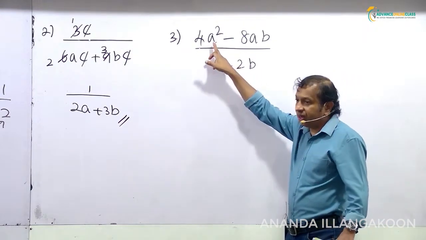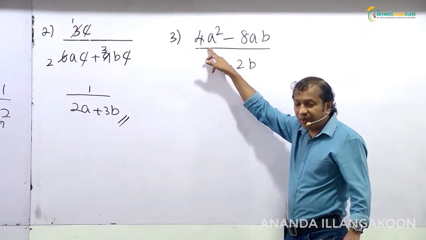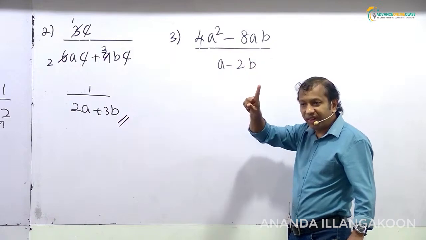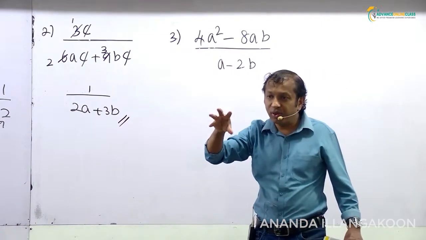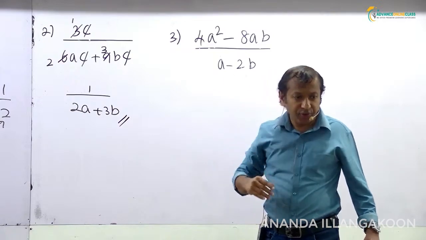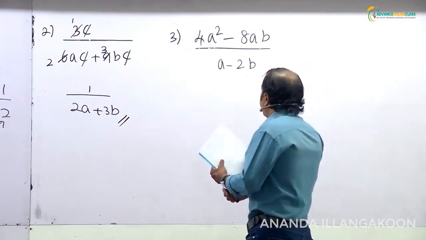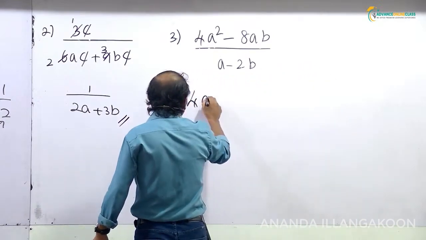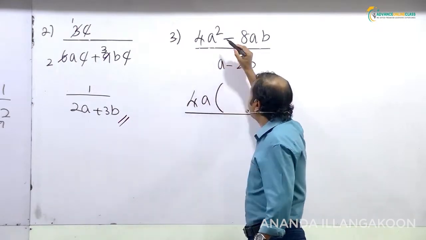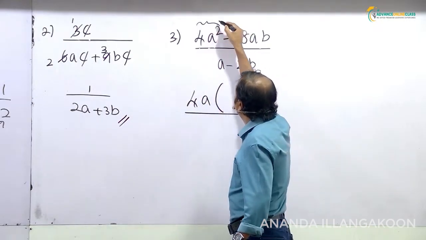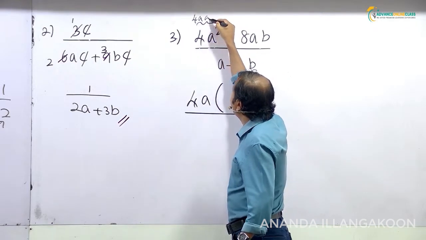Here a squared means what? A into A. Here we have AA, here also we have 1A. Then A is common. Then for the numerator, what is common? 4A common. Take that 4A out from a bracket. Understand? Yes. Take 4A out. Once you take 4A out, tell me here, people, how to write this 4A squared? This is really 4 into A, no?